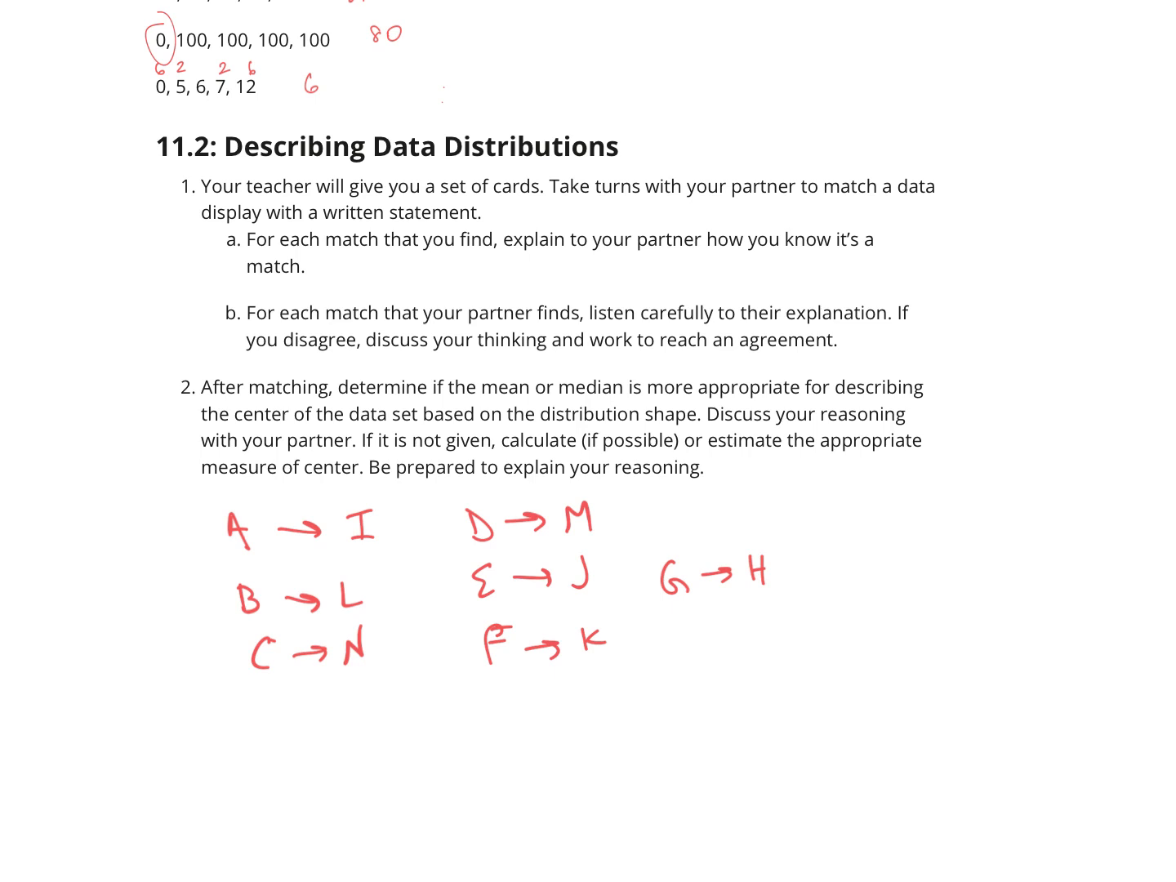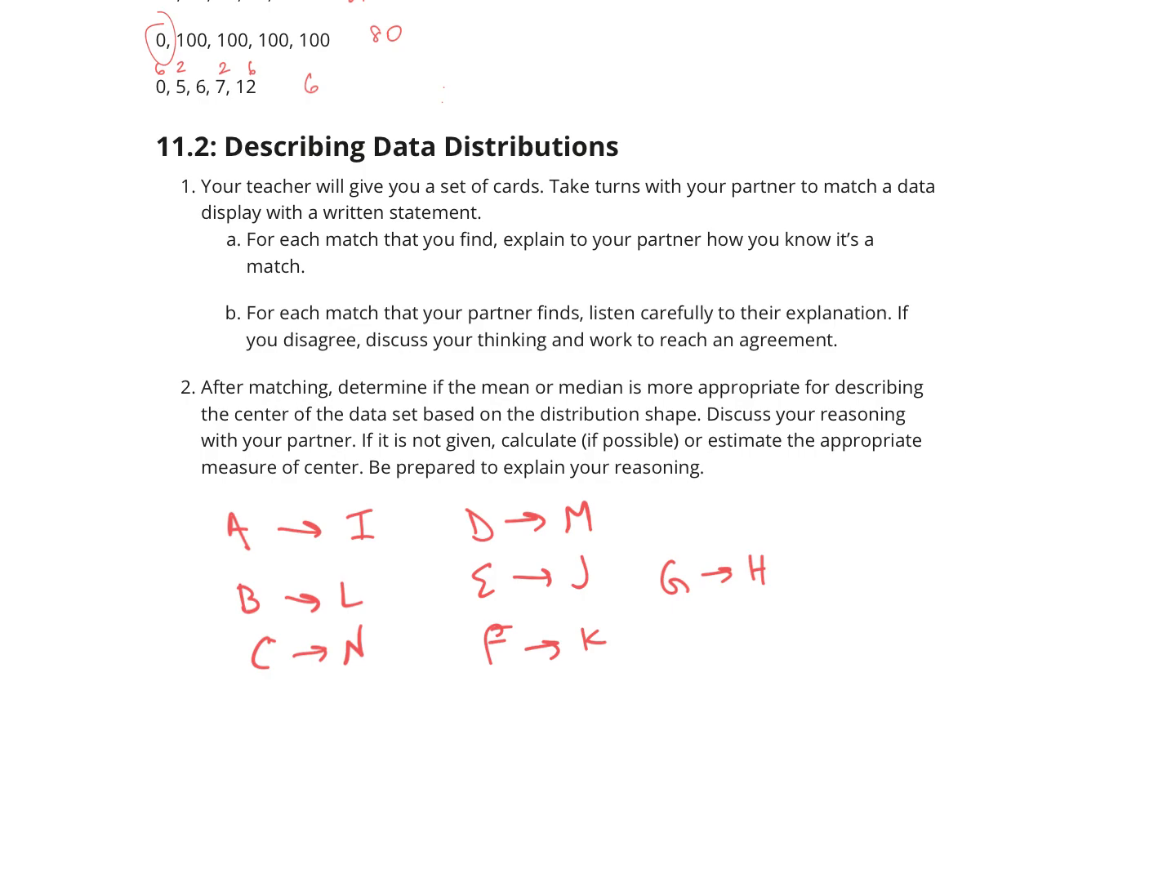It says, after matching, determine if the mean or median is more appropriate for describing the center of the data based on the distribution shape. Make sure that you have a good reasoning. You don't necessarily have to discuss with a partner. If it's not given and you can calculate, go ahead and calculate or possibly estimate what the appropriate measure of center is. And then make sure that you have some reasoning to go along with it. So go ahead, pause the video and work on that.